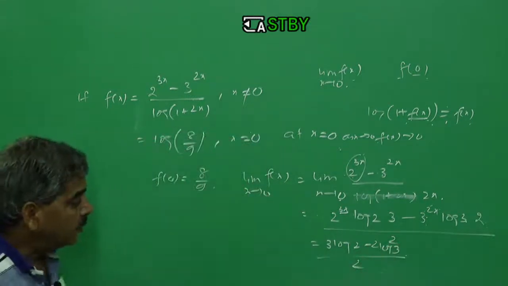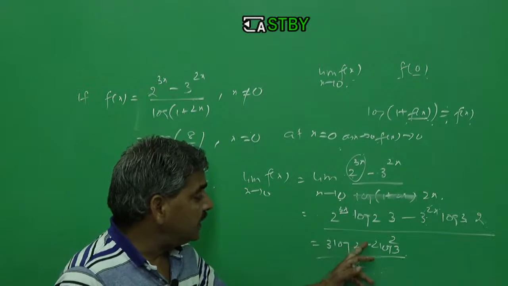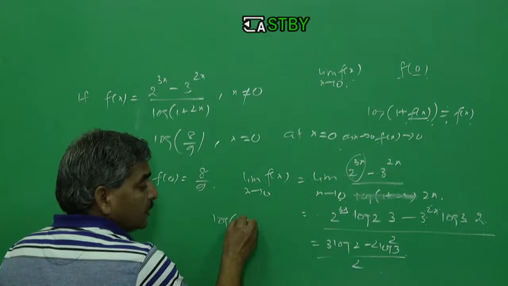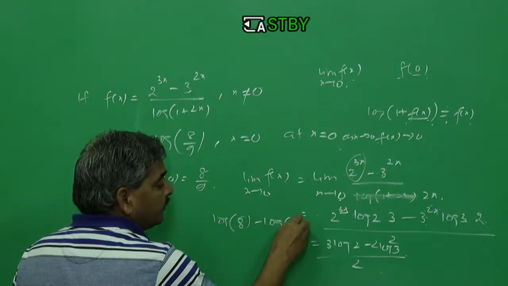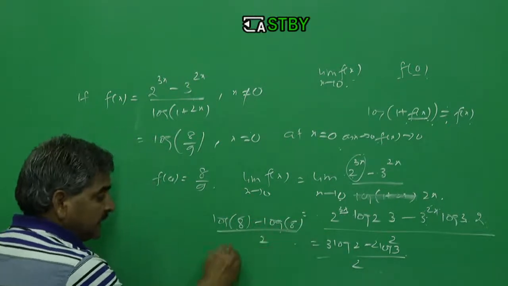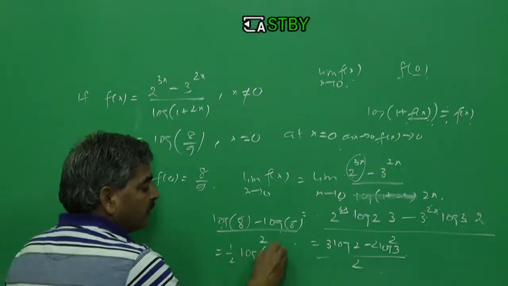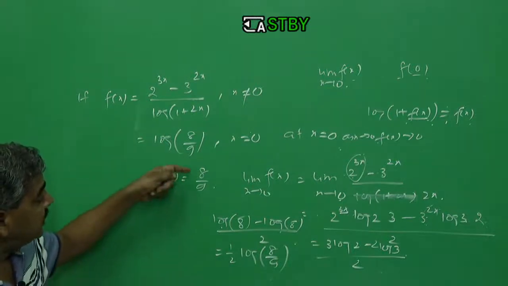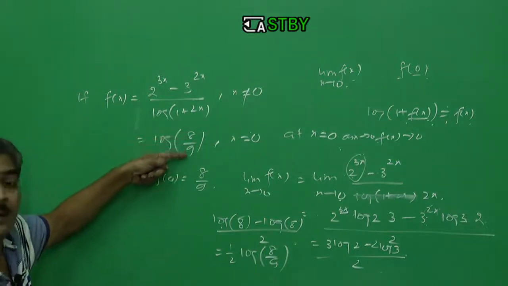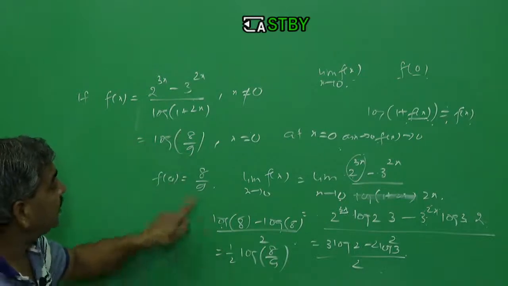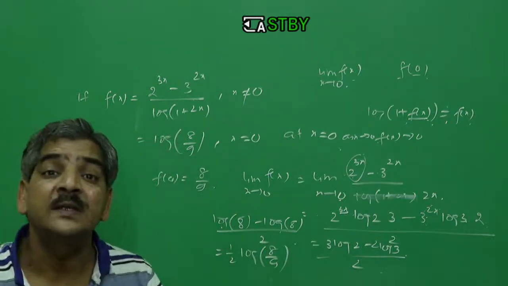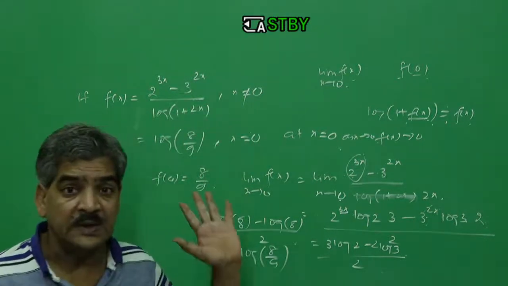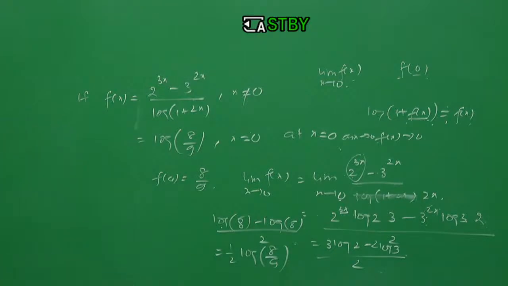It is correct. Now you can confirm this 3 I can shift in index, 2 can be shifted in index. So this quantity is log of 8 minus log of 9 upon 2. Then this is equal to what? 1 by 2 log of 8 upon 9. Okay, but value of the function at 0 is log of 8 upon 9. Since both the values are not equal, therefore function is not continuous. So this is the answer. अगला प्रॉब्लम, राइट ऑन. नेक्स्ट एग्जाम्पल.